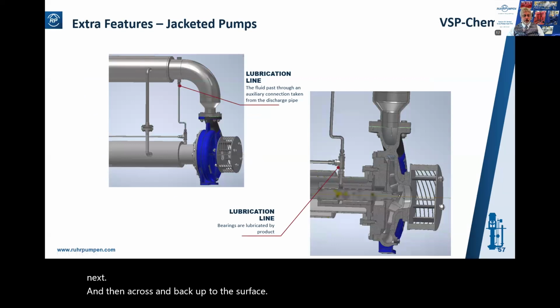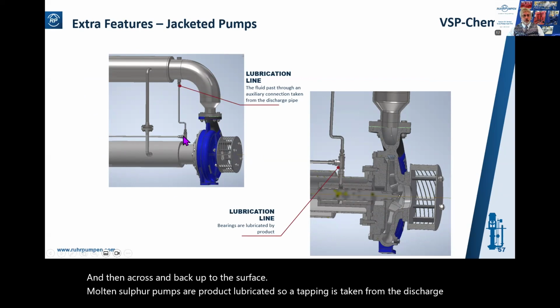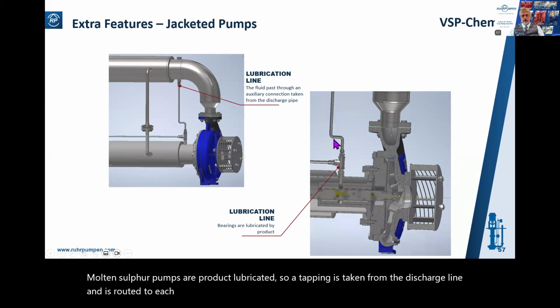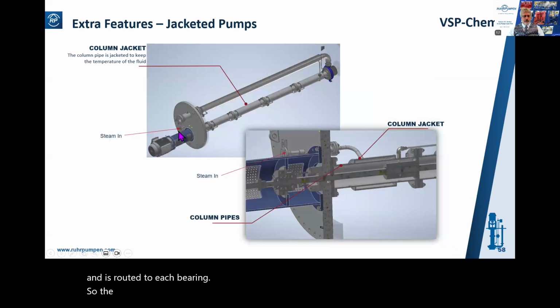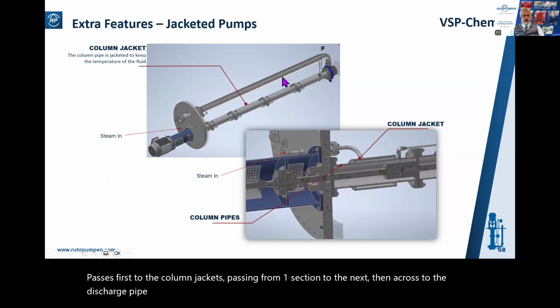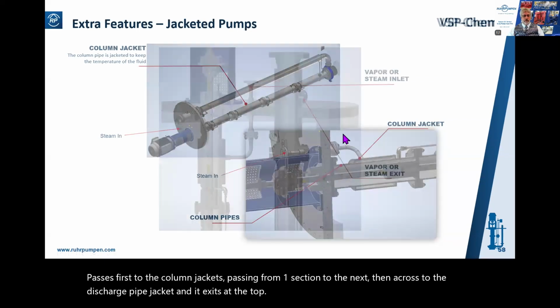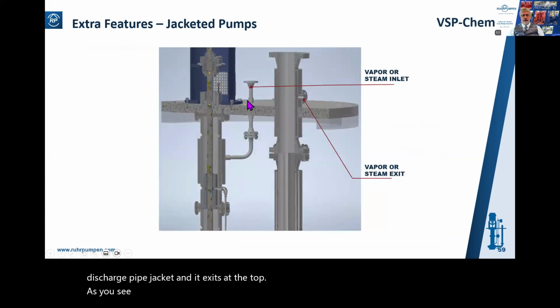Molten sulfur pumps are product lubricated, so a tapping is taken from the discharge line and is routed to each bearing. So the steam comes in here, passes first to the column jackets, passing from one section to the next, then across to the discharge pipe jacket, and it exits at the top, as you see here. There's the steam inlet, and there the outlet.